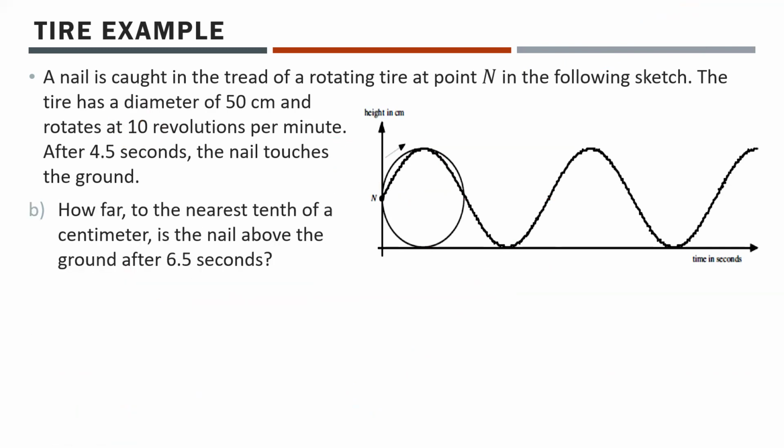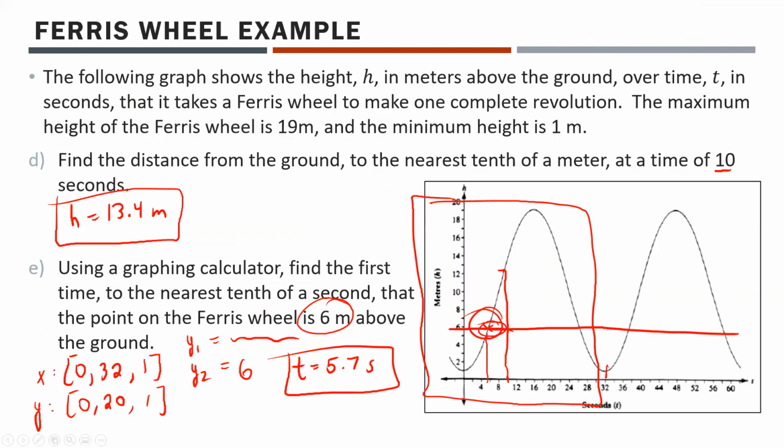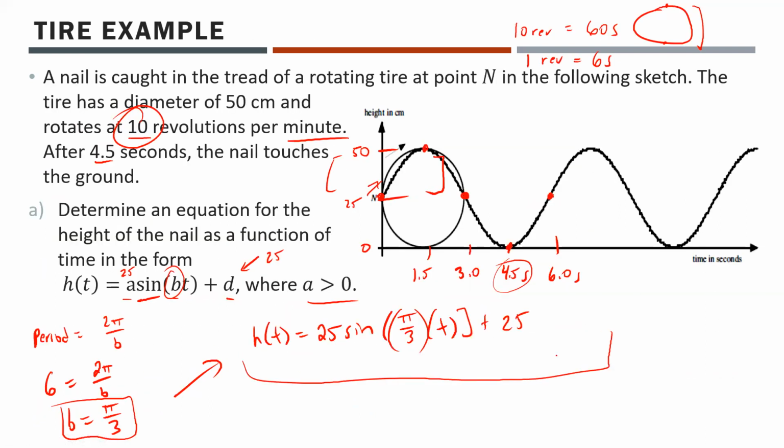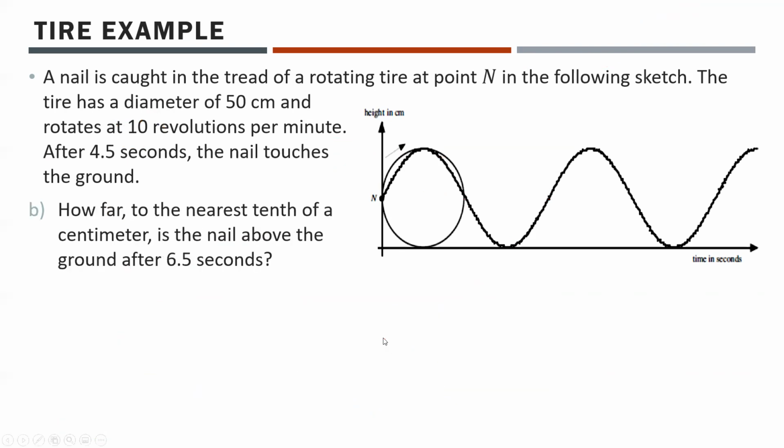How far to the nearest tenth of a centimeter is the nail above the ground after 6.5 seconds? This is just a matter of taking 6.5 and plugging it straight into this equation right here. So you're just plugging 6.5 into this. I'll even just do that real quick. Literally, it's just going to be h equals, to the nearest tenth, I think it's actually an exact number here, 37.5 seconds. Oh, sorry, centimeters, my mistake. 37.5 centimeters. That's about it. So I just put 6.5 into that equation we generated.